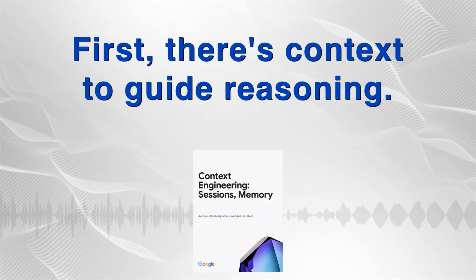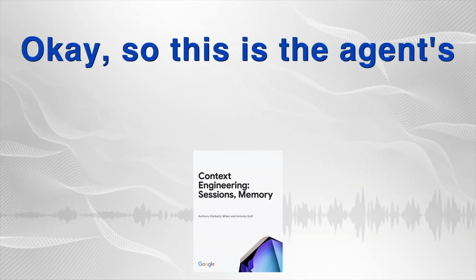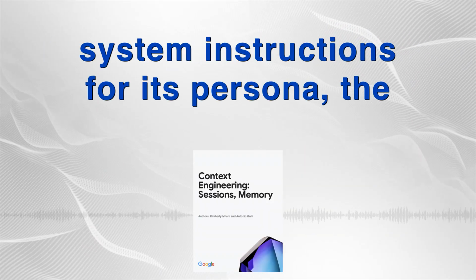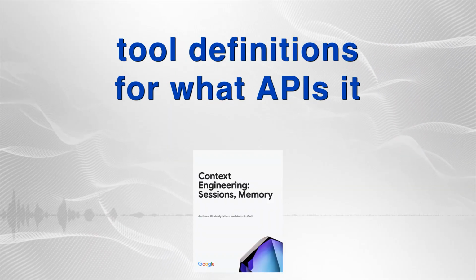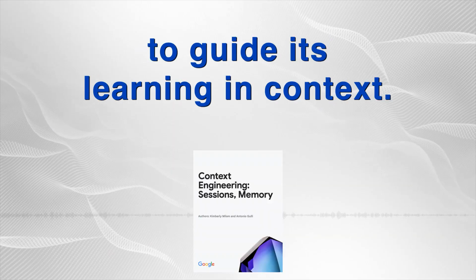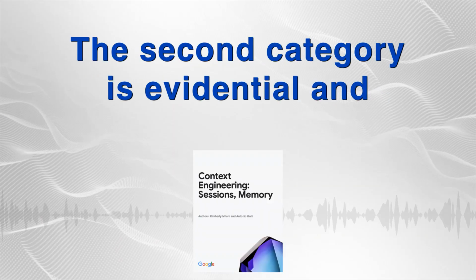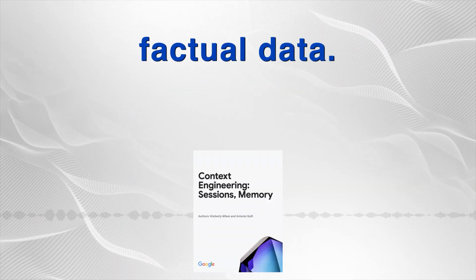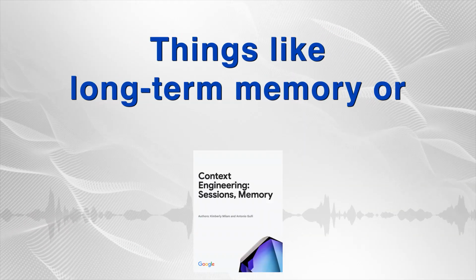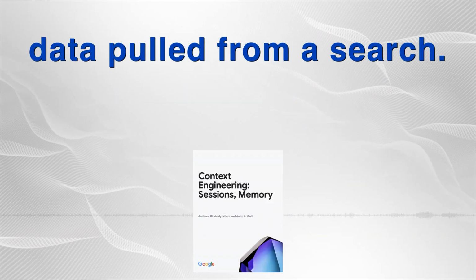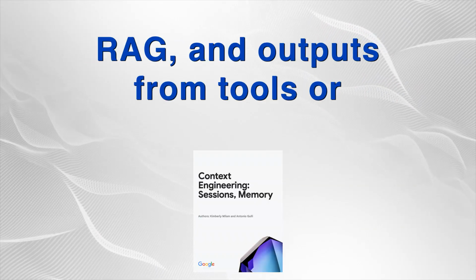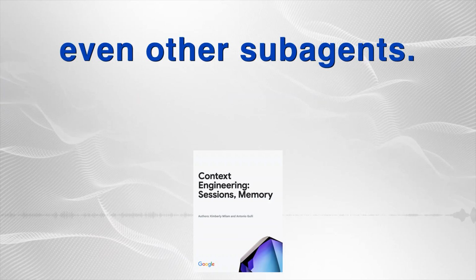First, there's context to guide reasoning. Okay, so this is the agent's core programming. In a sense, it includes the system instructions for its persona, the tool definitions for what APIs it can call, and few-shot examples to guide its learning in context. The second category is evidential and factual data. This is the substance the agent reasons over. Things like long-term memory or data pulled from a search. Exactly. Long-term memory, external knowledge from RAG, and outputs from tools or even other subagents.